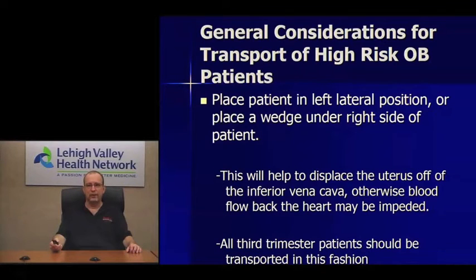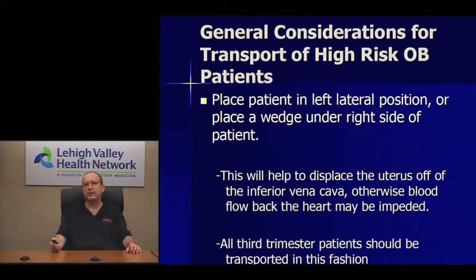Especially for a more high risk patient, and I think it's part of our QA and QI program, anybody in their third trimester needs to have a wedge or something underneath the right side or be transported in the left lateral position. Usually in the transport environment, we're just going to put a wedge, like some folded up pillow or blankets, underneath the mattress, underneath the mom's right hip.